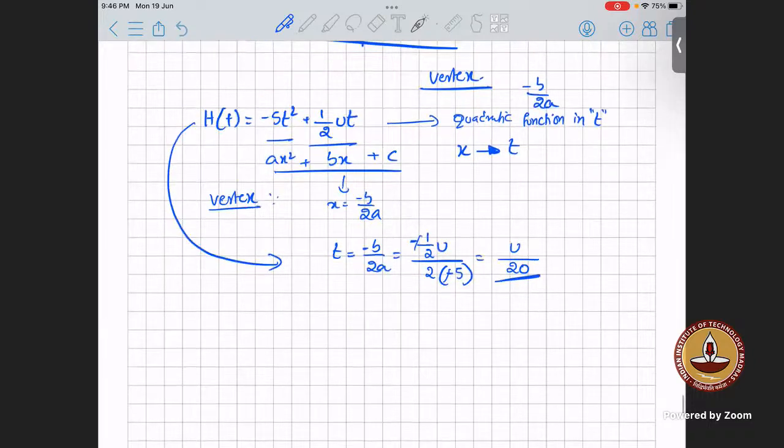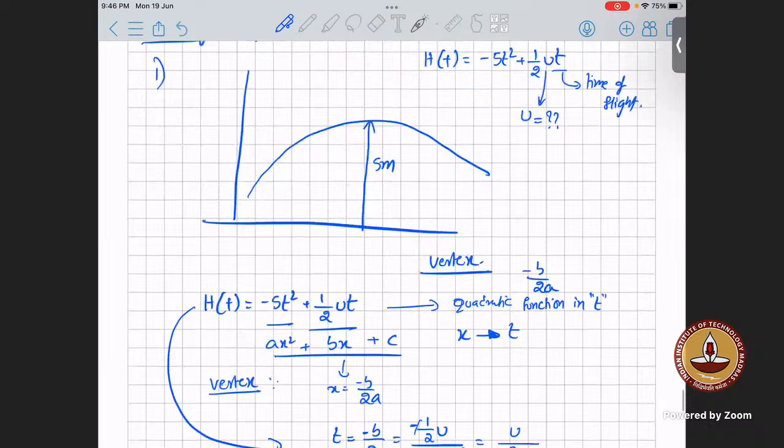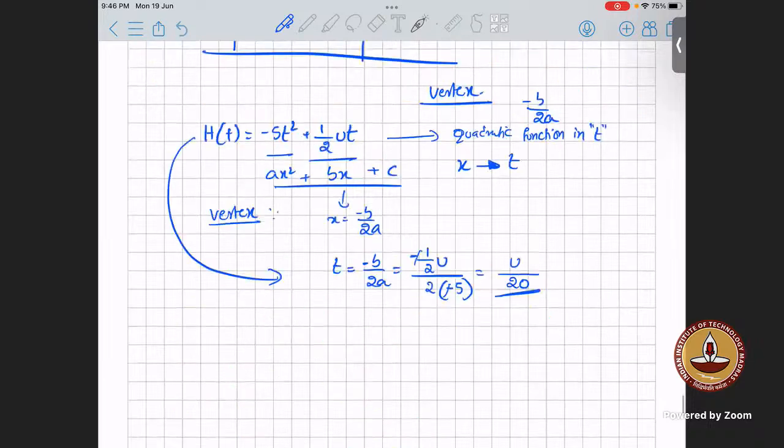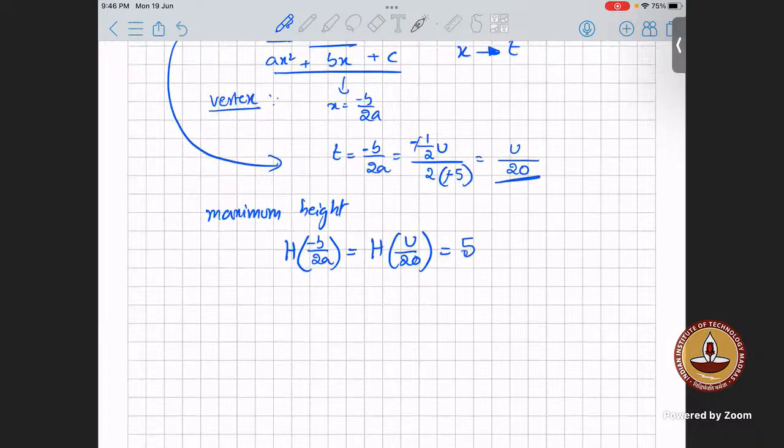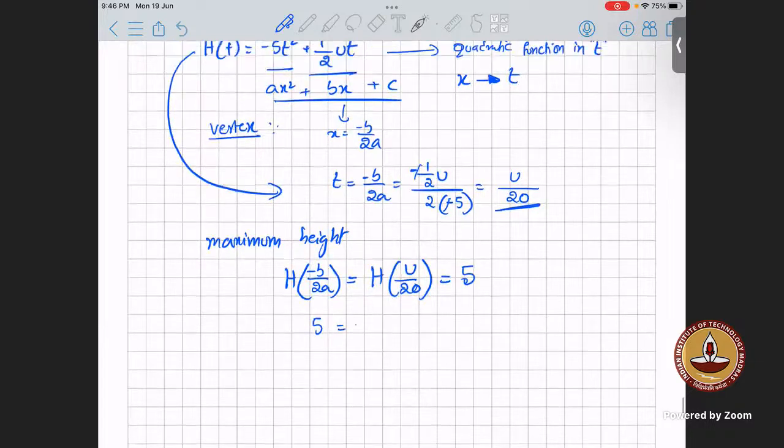They gave the maximum of 5 meters. To find the maximum height, we should substitute h of minus b by 2a. So h of u by 20 equal to 5. They already gave maximum height 5. So 5 equal to minus 5 by u by 20.